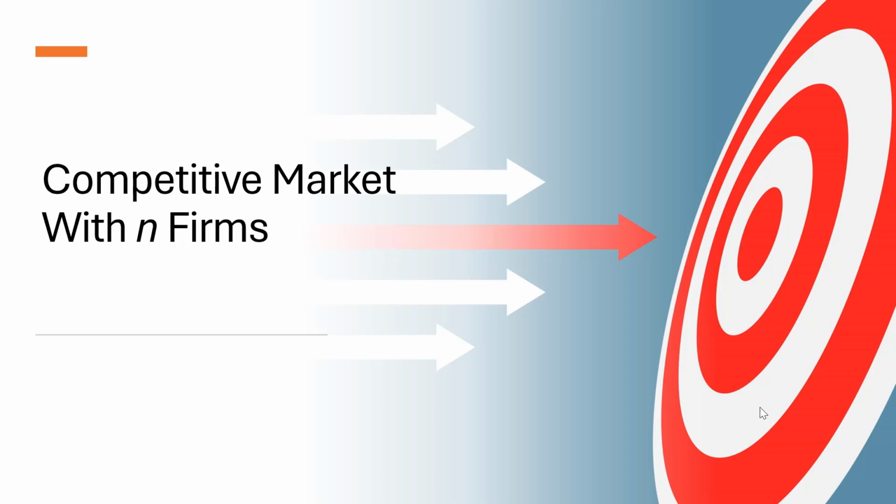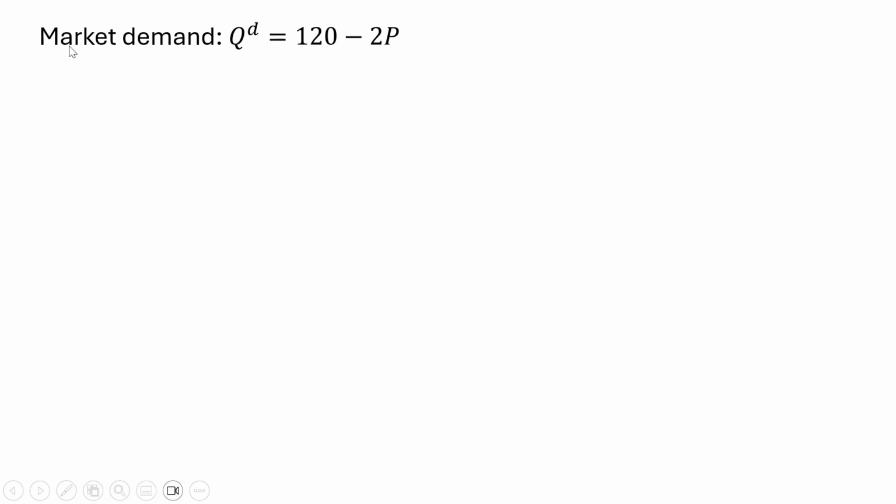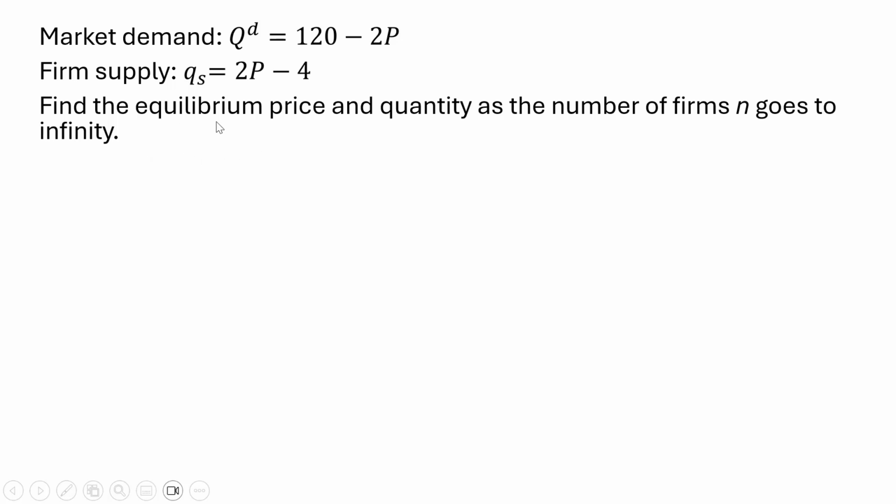Hello, in this video we're going to look at a competitive market with N firms. The market demand is given by this equation, and the individual firm supply is given by this equation. We want to find the equilibrium price and quantity as the number of firms N goes to infinity.